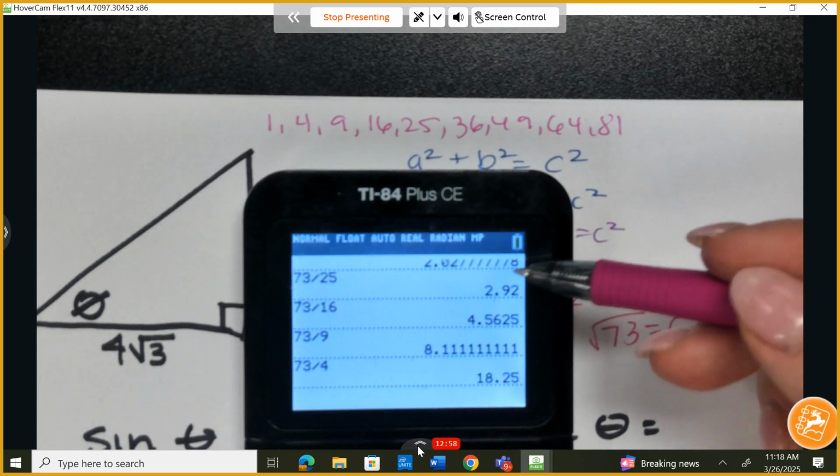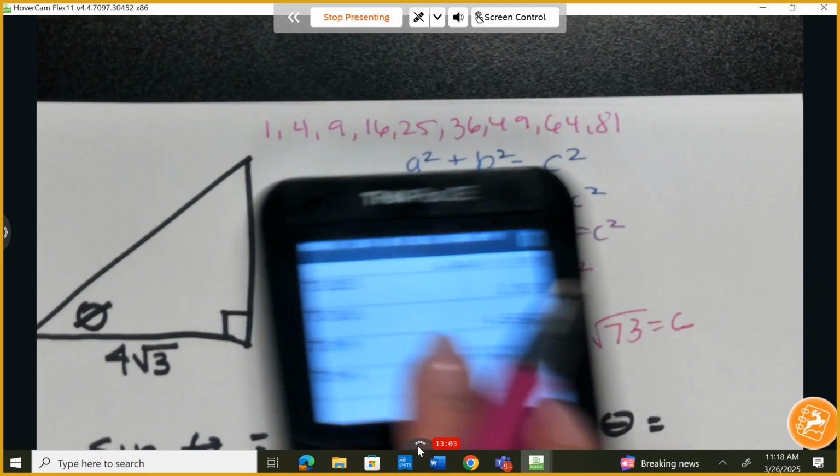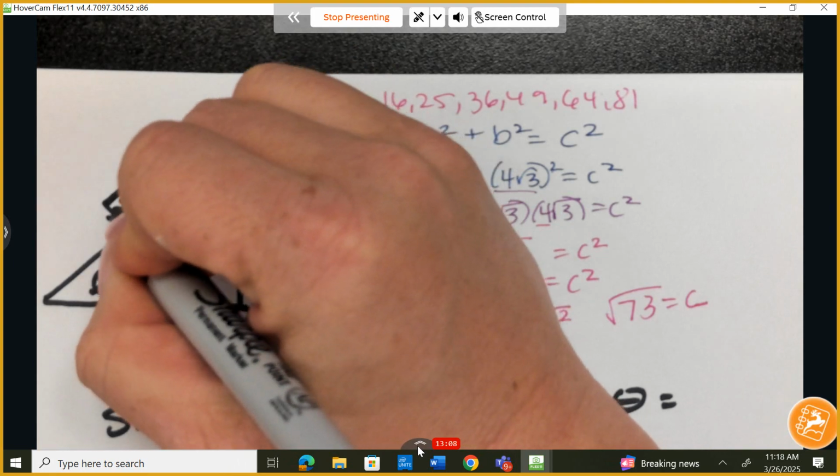I tested them all, and I can see every single time I divided by a perfect square, I never got a nice answer. What does it mean? It means it can't be broken apart. So over here, please write the square root of 73.